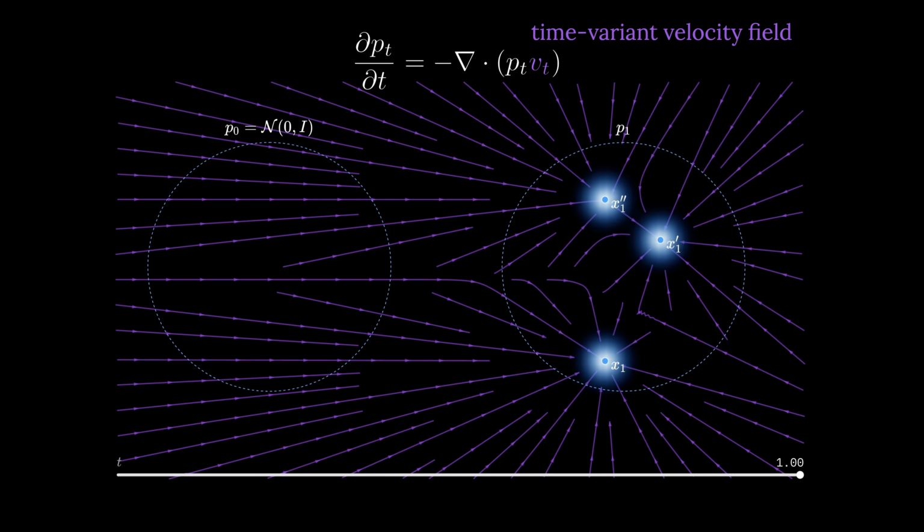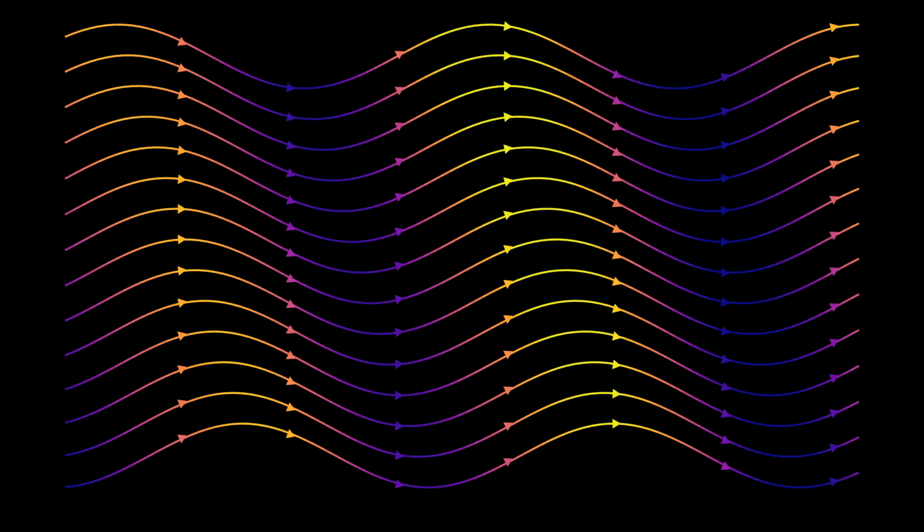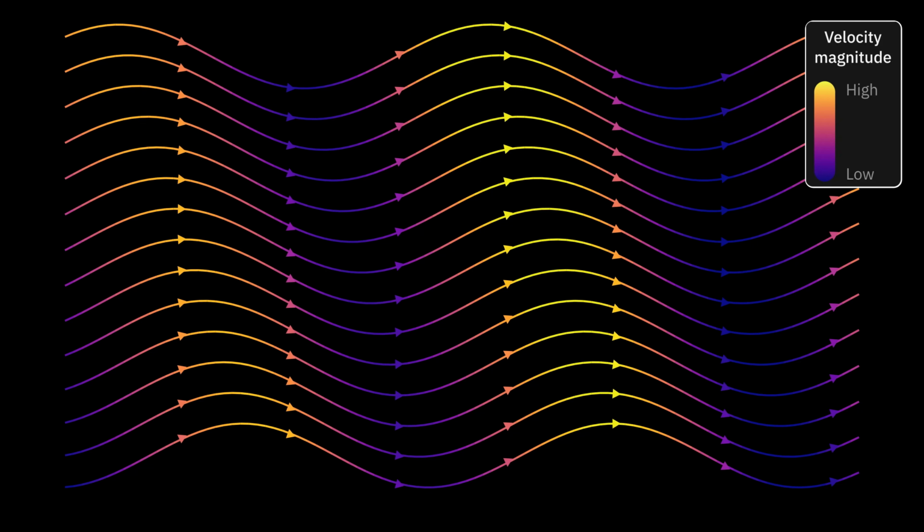But what exactly is a time-variant velocity field? First of all, a field is something that's defined at every position at every point in time. A vector field in particular defines a vector or an arrow at each such position. But instead of arrows, it's common to draw vector fields using these streamlines. Vector directions are indicated by arrowheads and vector magnitudes by color. We'll use a standard color scale where purple means low magnitude and yellow means high.